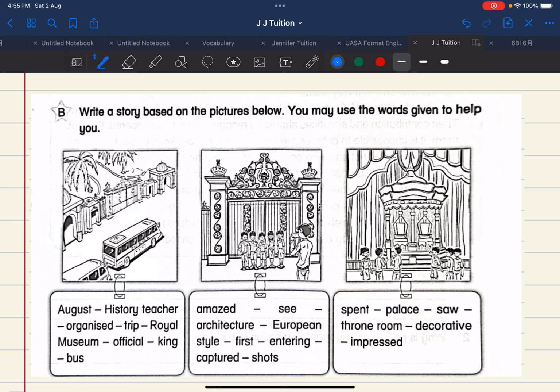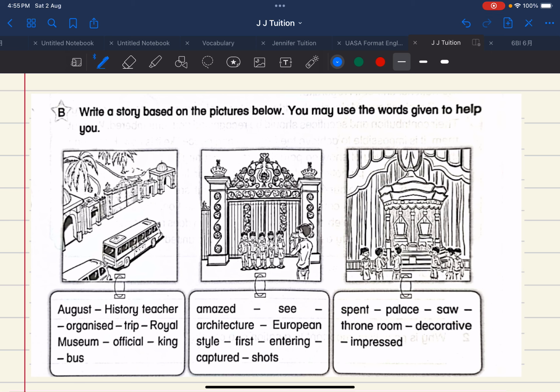The second one is the students have arrived at the Royal Museum. And the third one, the students spend their time in the palace and they are impressed with the decorative things inside the Royal Museum. So today we are going to try to write about the visit to the Royal Museum. We will put it into 3 paragraphs.